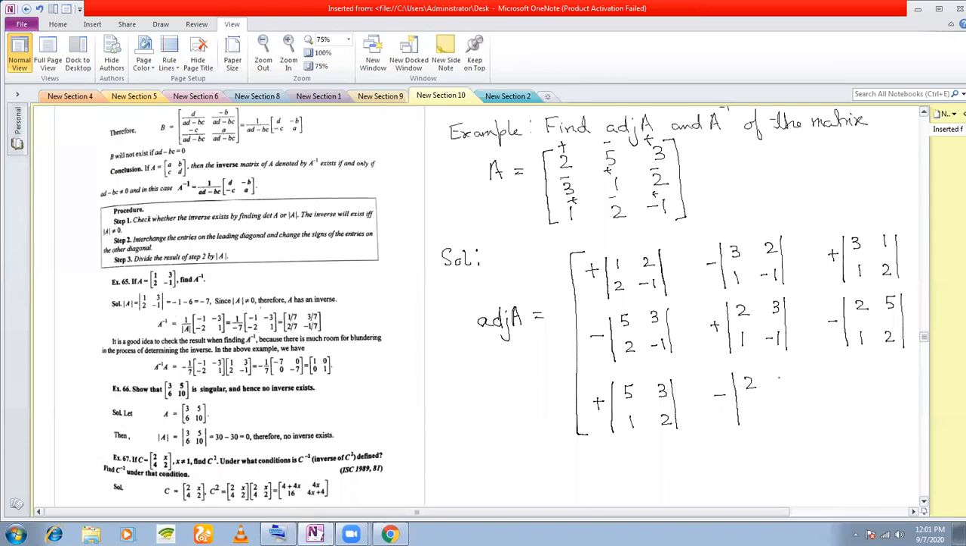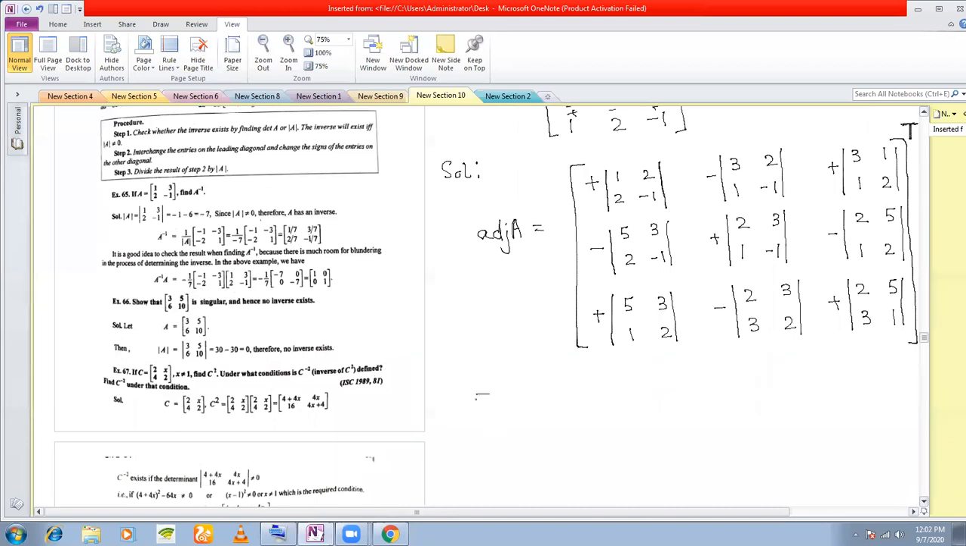You have 2, 3, 3, 2. Again, you have a positive sign. You have 2, 5, 3, 1. And then you close this bracket. And remember, do not forget the transpose. Okay, do not forget the transpose.